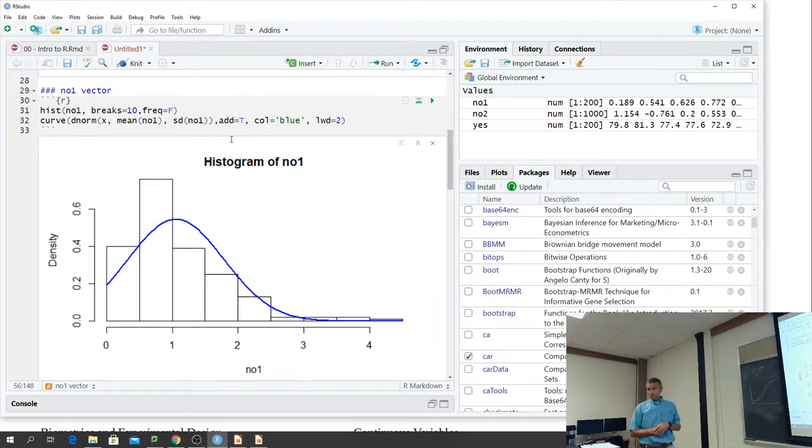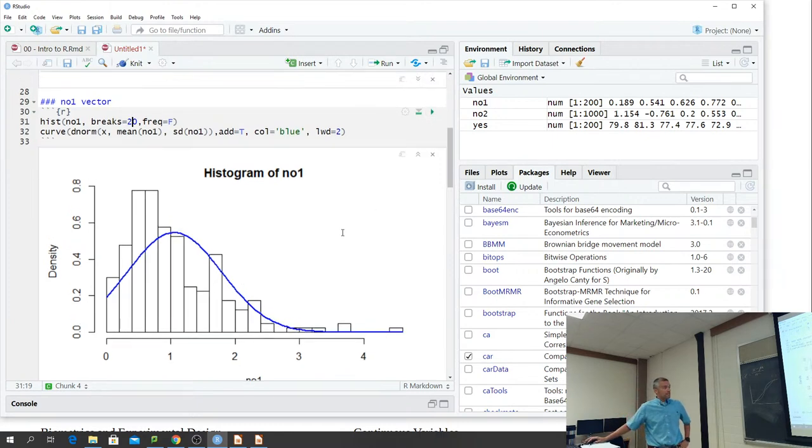Does it look like it's normal? Well, I look at this and I can see I might need a few more bars, because right now I do have excess peak here. So I've got too many points in this region, not enough in this region, and then I've got more in this region in our tail. So I'm going to go ahead and increase it. I got up to 20, and I think that seemed to work out a little bit better.